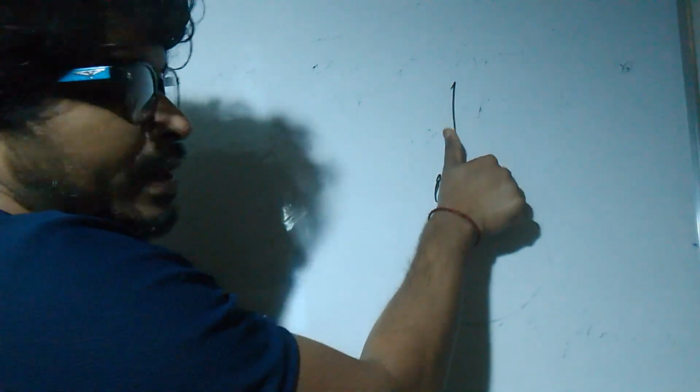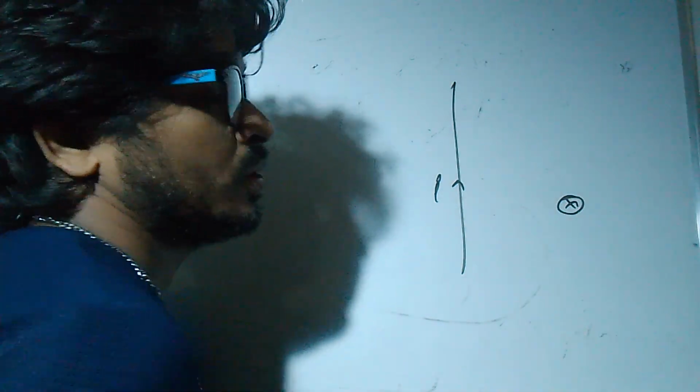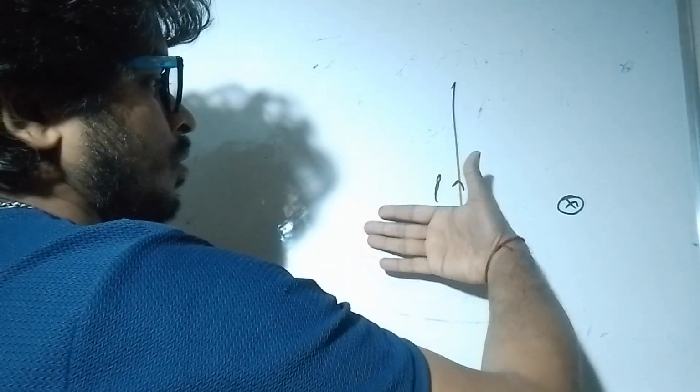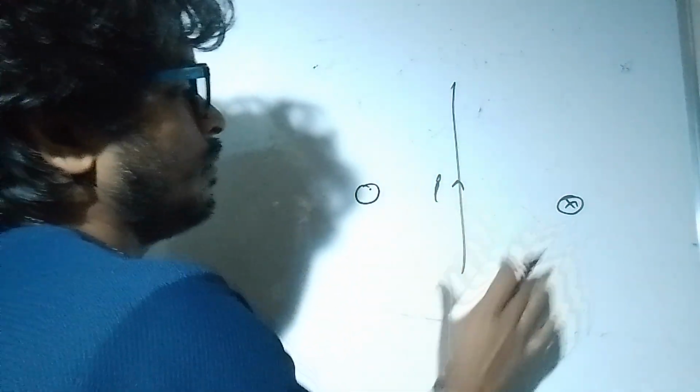Just put your thumb along the wire and fold all your remaining fingers. This will be the direction. On this side the magnetic field is going to be a cross direction, very important. On this side the magnetic field comes outside, so the magnetic field is a dot on this side. Now our purpose is to find the direction.